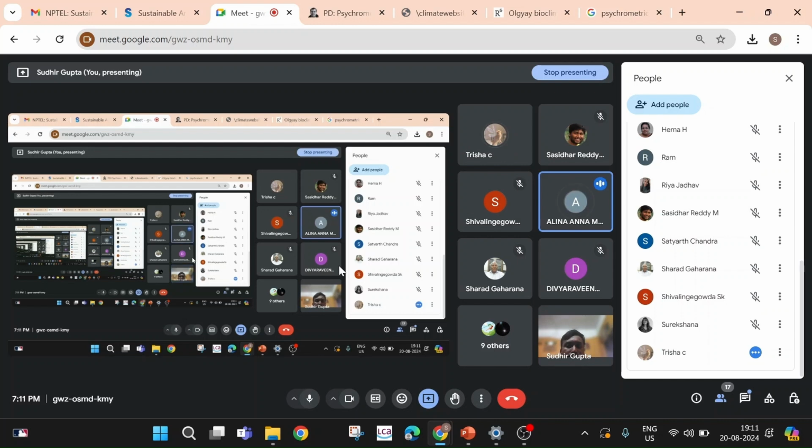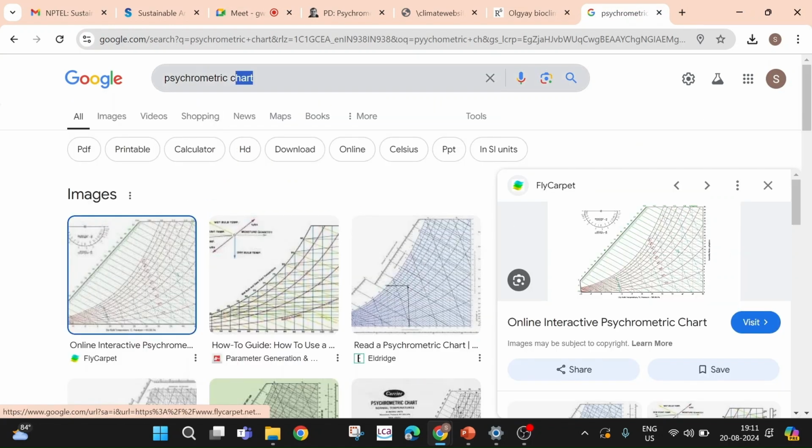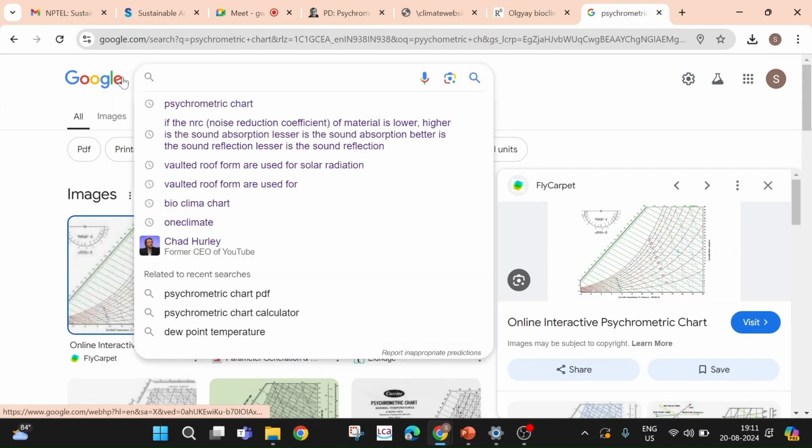Sir, in your Lecture 18, it's written that a longer north-south axis is undesirable in hot areas. Where? Lecture 18. Yes, sir, Lecture 18, and I think it's slide number 4. In building orientation, a longer north-south axis is undesirable in hot areas. Let me see.